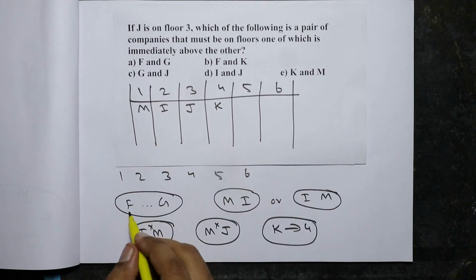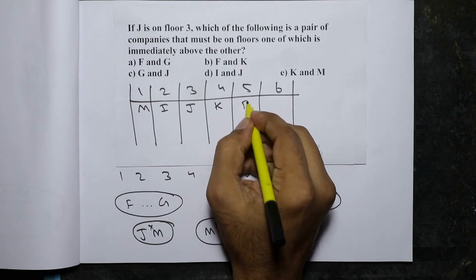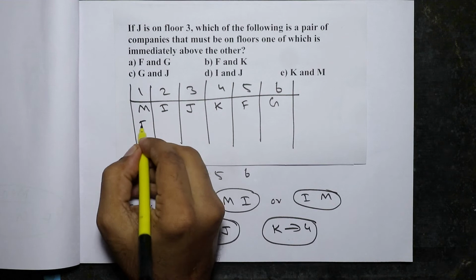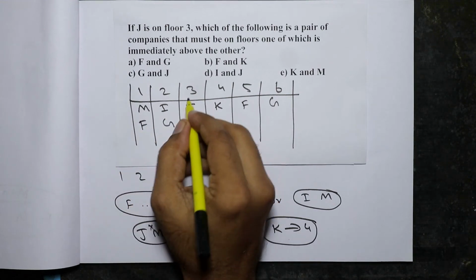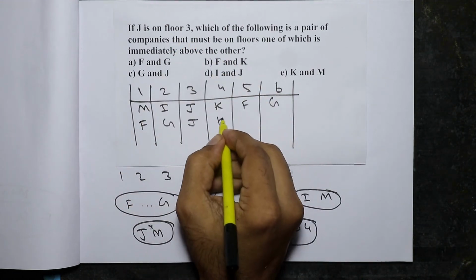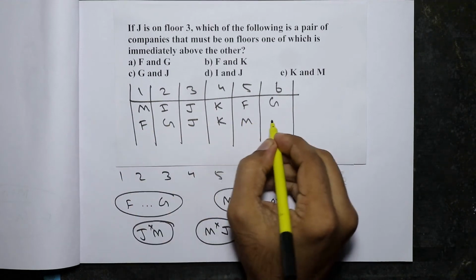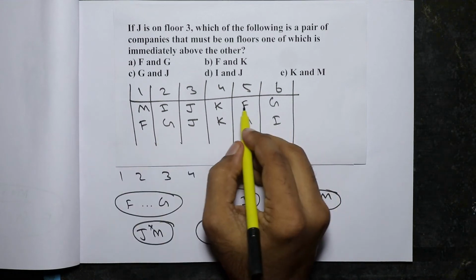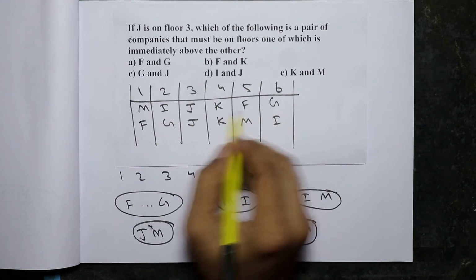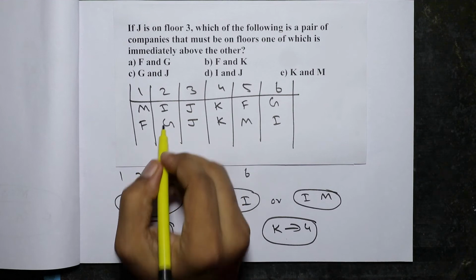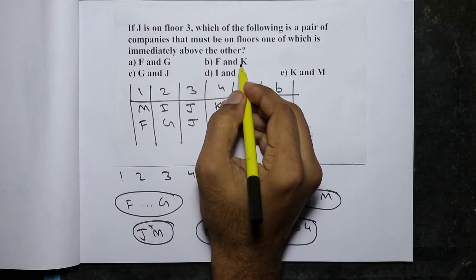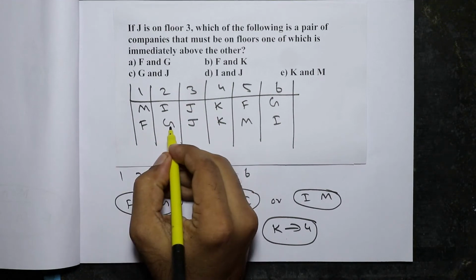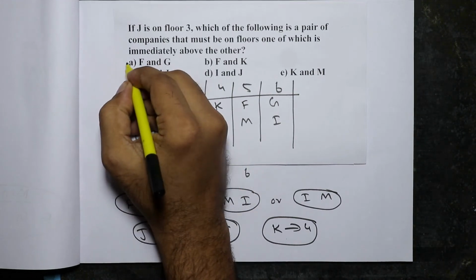In that case, F has to be before G, so it has to be F and G like this. The other arrangement is it can be F and G like this. J is in 3. And K has to be in 4 and M and I can be like this. M and I can be interchanged. So you can see that in both these arrangements, F and G are in adjacent floors. So the two companies that are in adjacent floors, one above the other, will be F and G. So option A, F and G is the right answer.